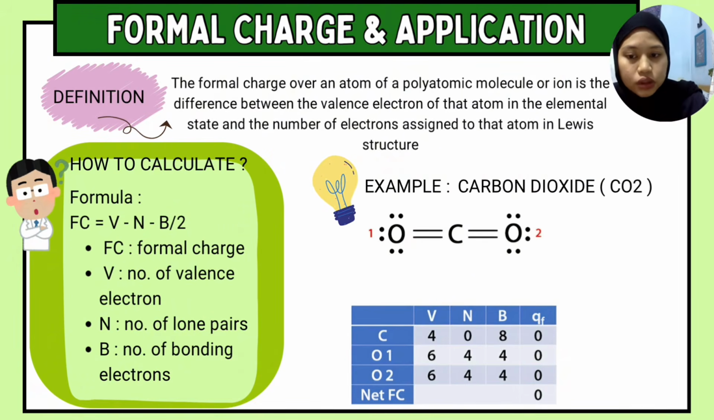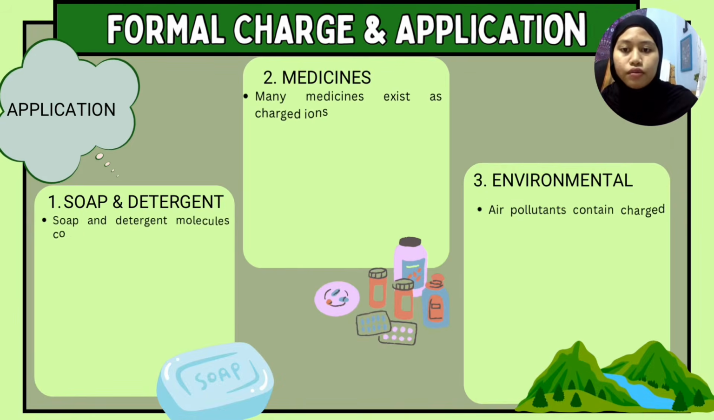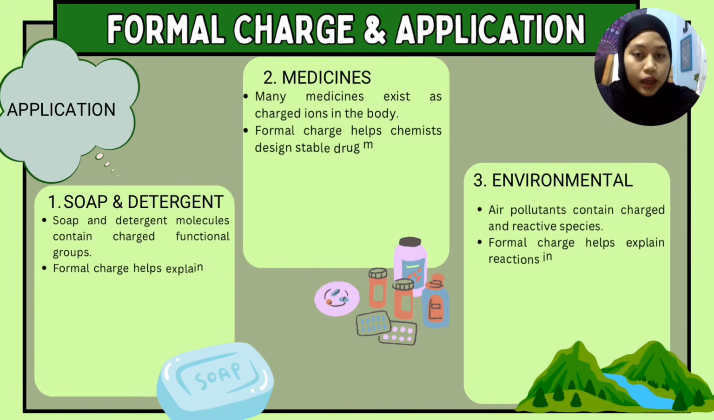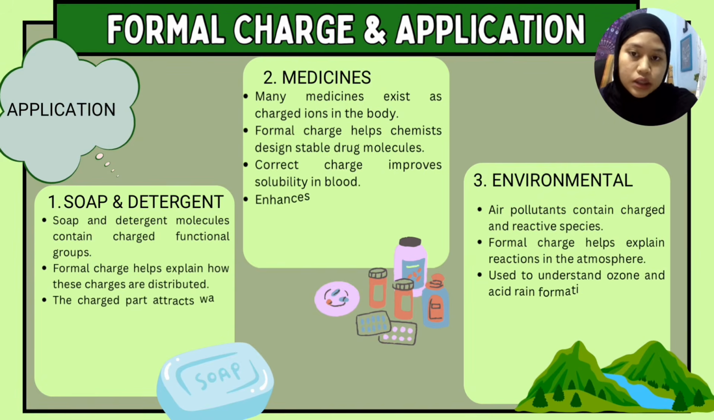So in general, the best Lewis structure is the one where formal charges are as close to 0 as possible and negative charges are on more electronegative atoms. Now that we understand what formal charge is and how to calculate it, let's look at why it is important in real life. So firstly is soap and detergents.